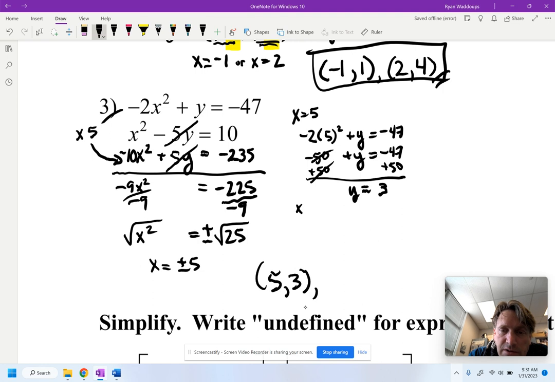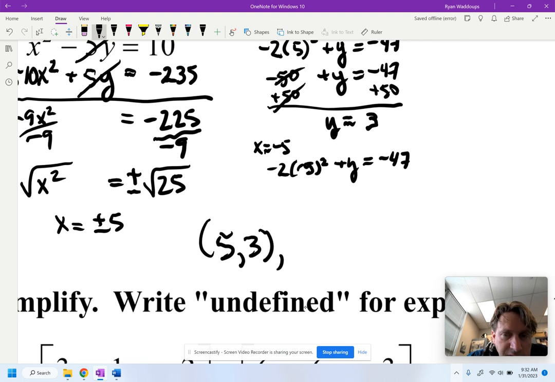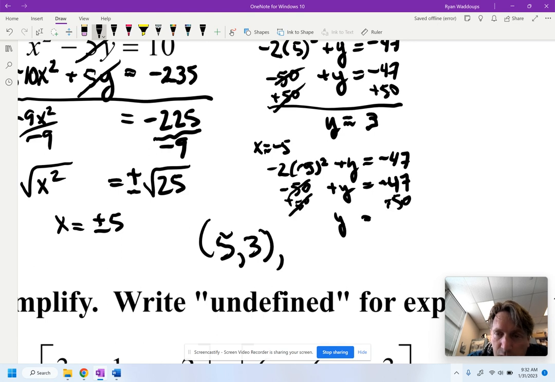Now, what happens when x equals negative 5? Well, same thing. I get negative 2 times negative 5 squared plus y equals negative 47. Squaring negative 5 still gives me positive 25 times negative 2 is negative 50 plus y equals negative 47. So adding 50 to both sides once again gives us y equals 3. And so the other solution is negative 5, 3.